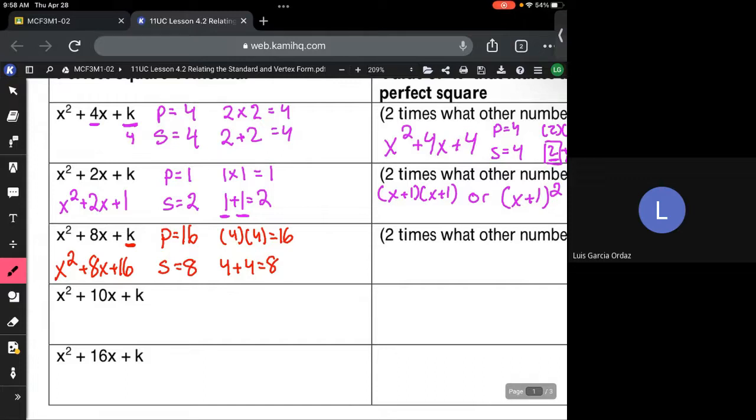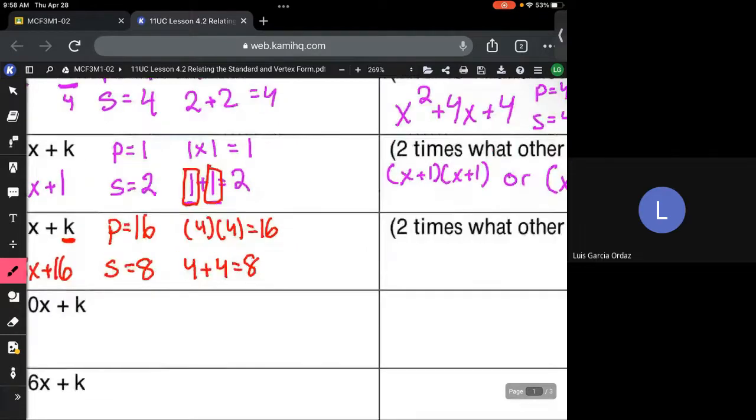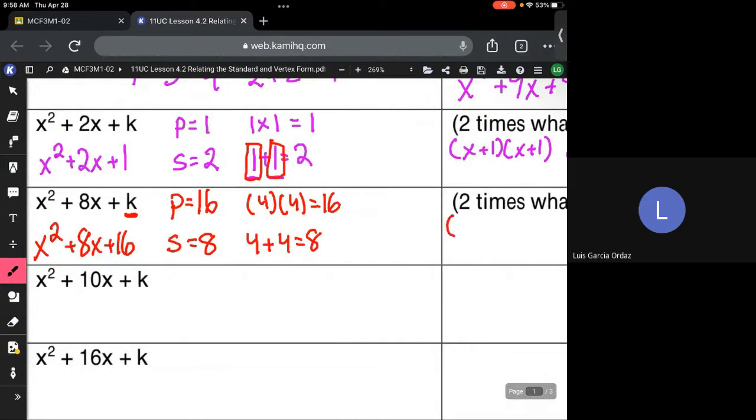Yep, x plus 4 squared. Because remember, our brackets consist of the numbers that we use to get our product and our sum. So what would my brackets be in this one, Jade? x plus 4, x plus 4. Yep, x plus 4 to the power of 2. Question: how will you know when, for example, the 16 is negative or the 8 is negative? It depends on whether my middle term is negative or positive.